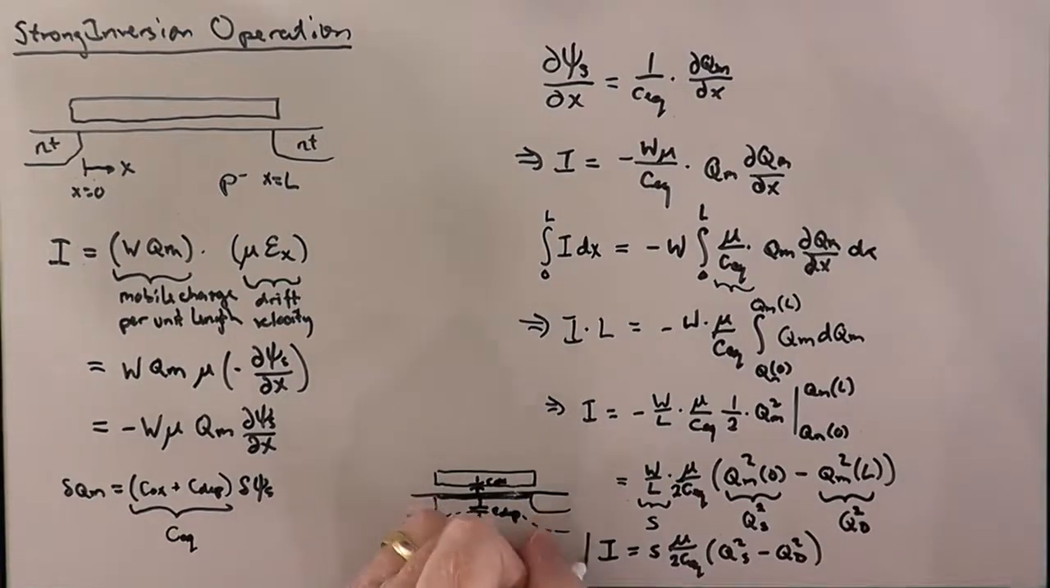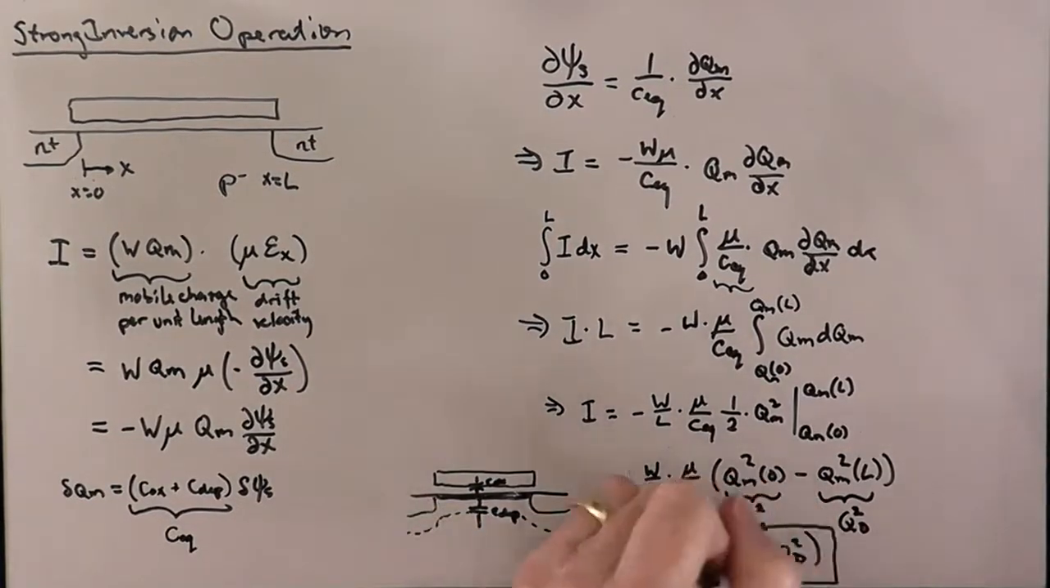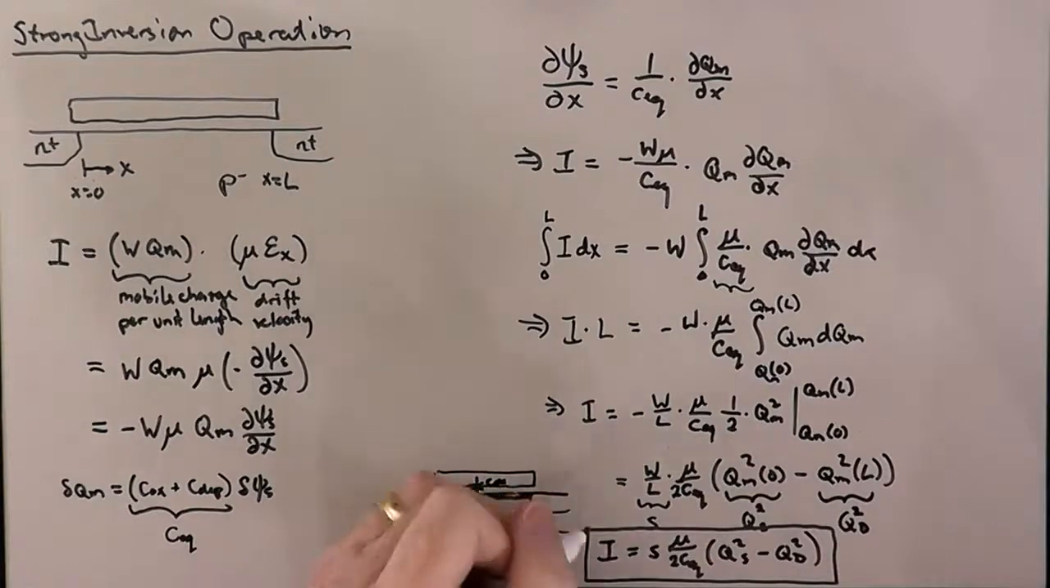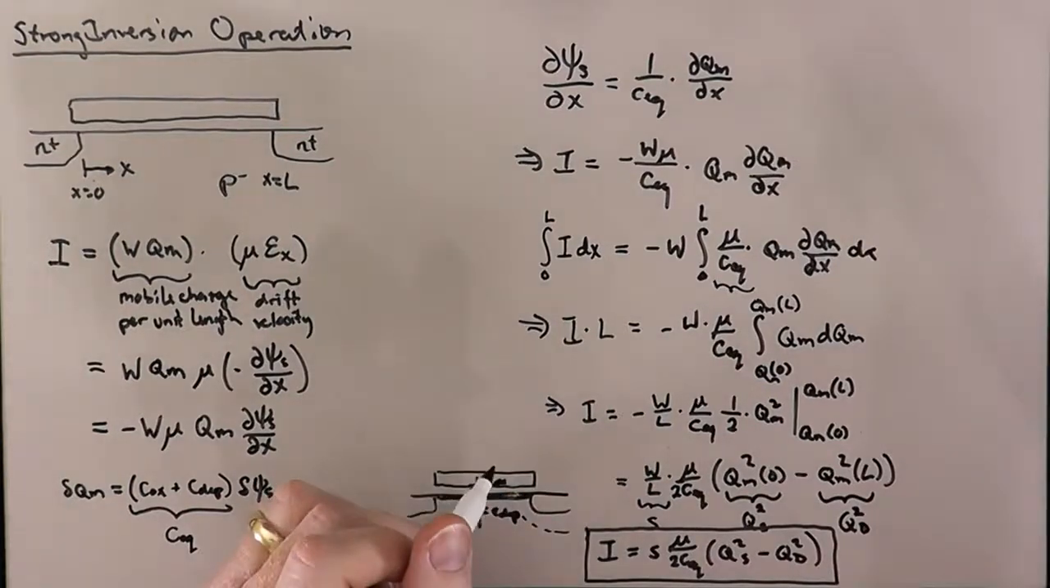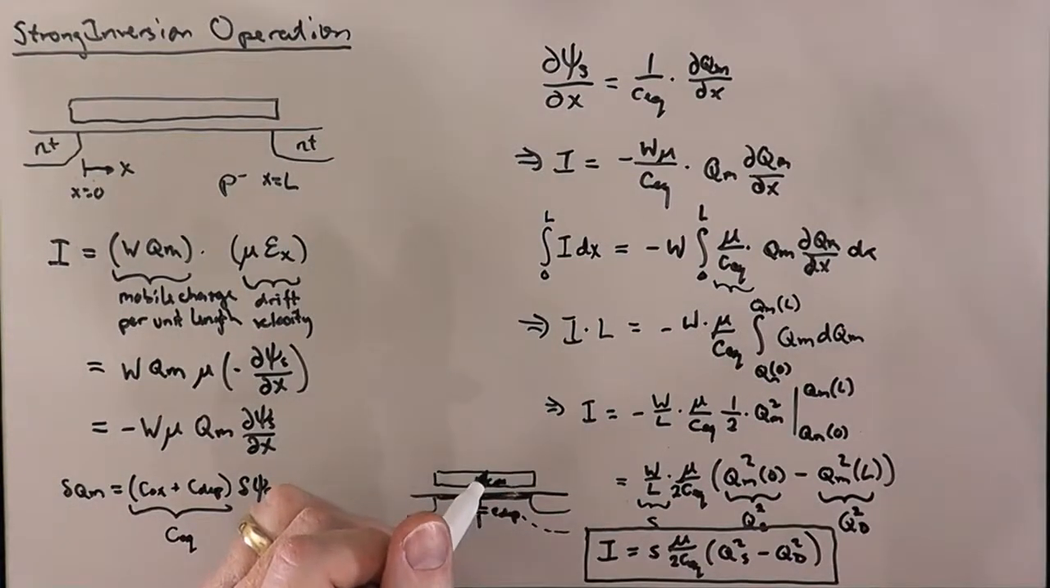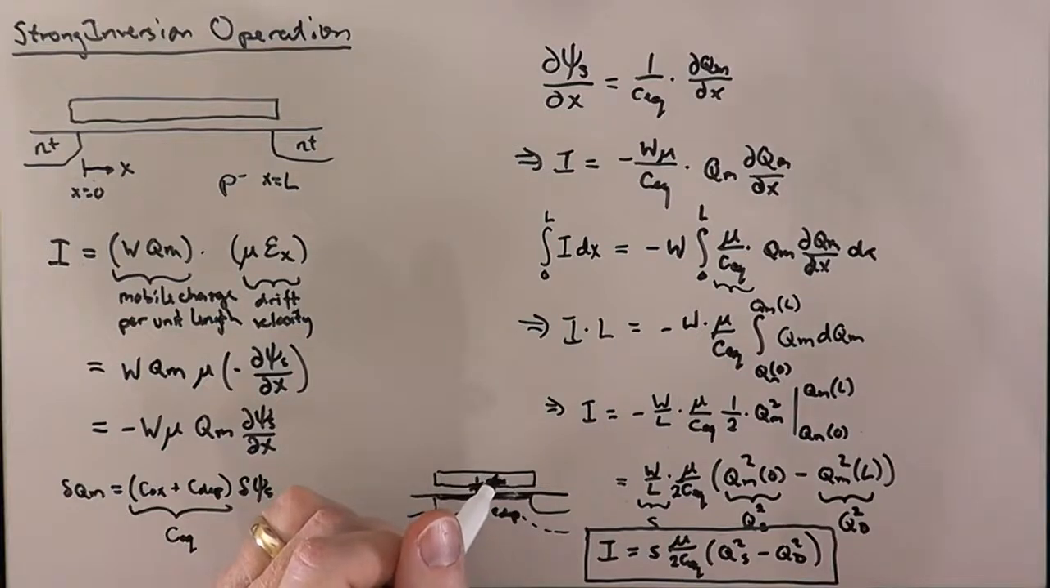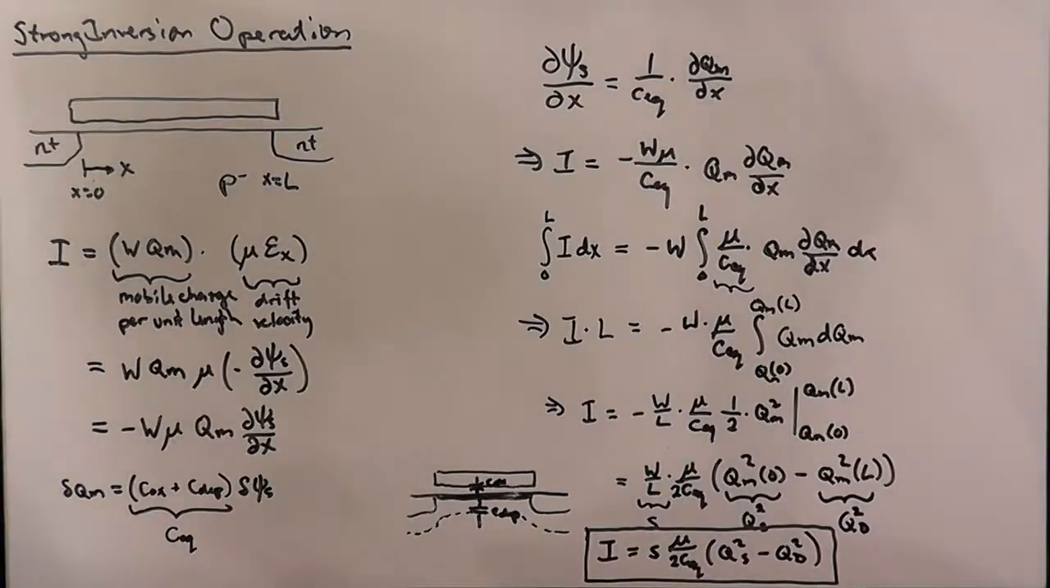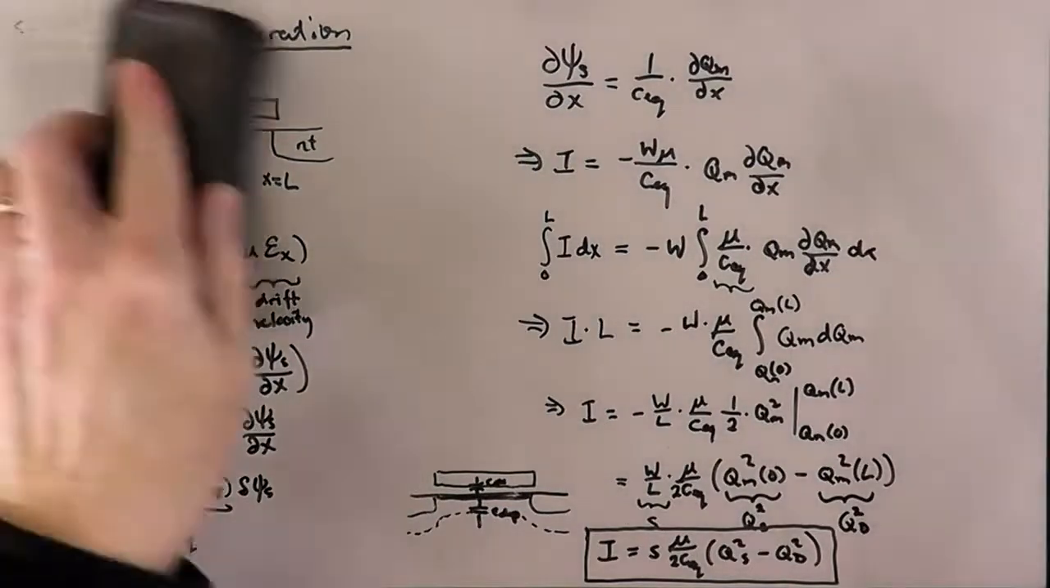So this gives us an expression for the current in terms of the charge densities, but what we would really like is an expression for the current as a function of the terminal voltages. So now we have to try to find a way of expressing those charge densities in terms of the terminal voltages. Okay.